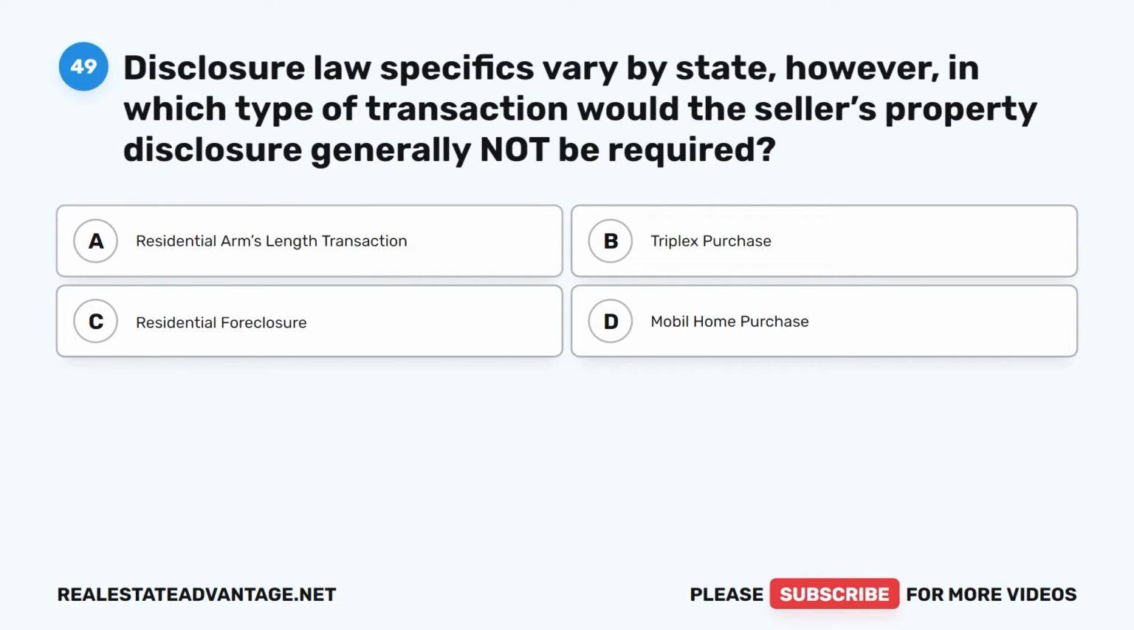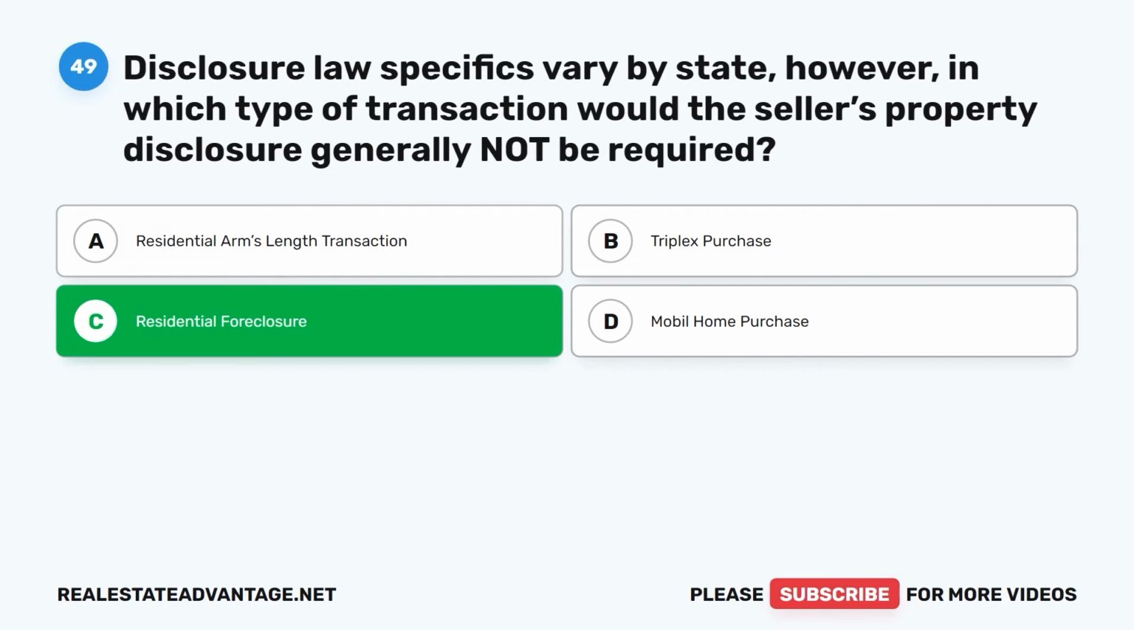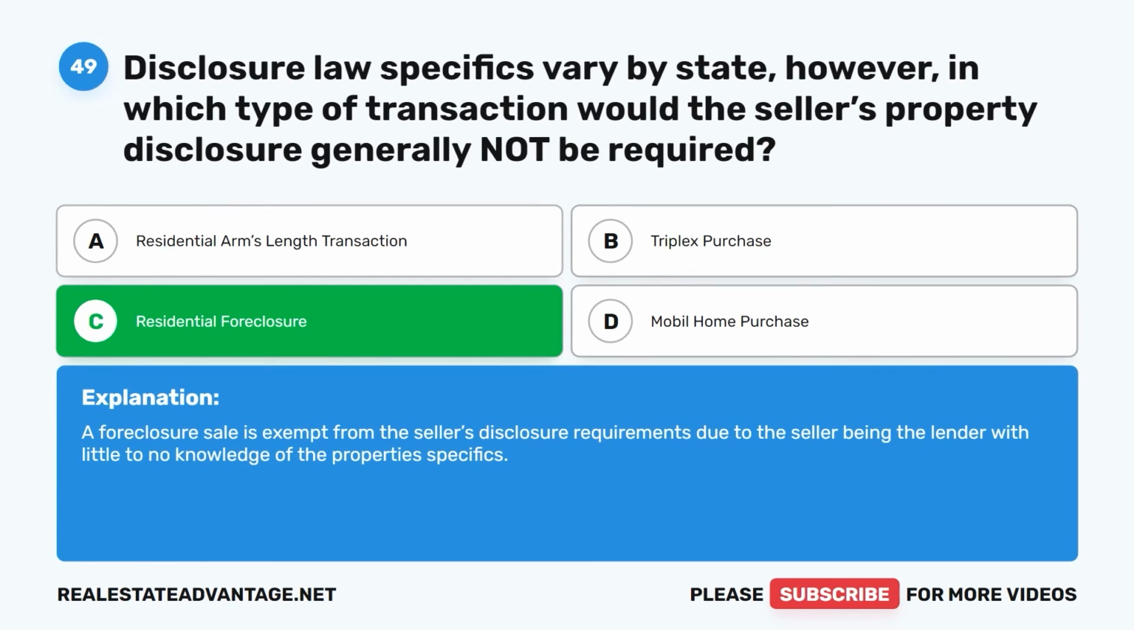Question 49. Disclosure law specifics vary by state, however. In which type of transaction would the seller's property disclosure generally not be required? A. Residential arm's length transaction. B. Triplex purchase. C. Residential foreclosure. D. Mobile home purchase. The correct answer is C. Residential foreclosure. A foreclosure sale is exempt from the seller's disclosure requirements due to the seller being the lender with little to no knowledge of the property's specifics.